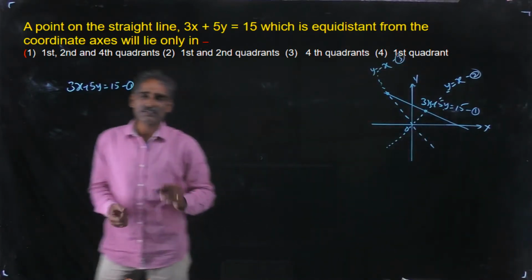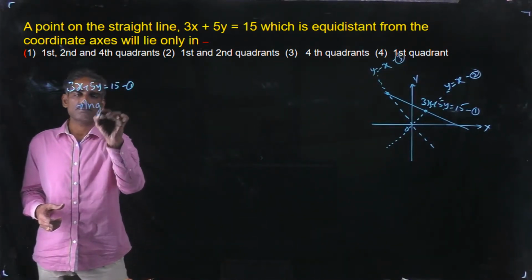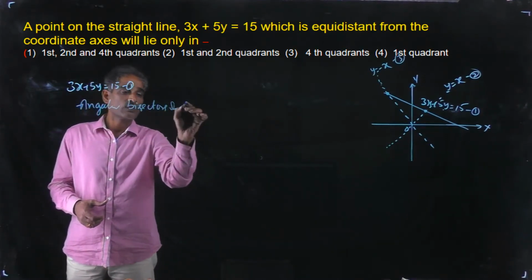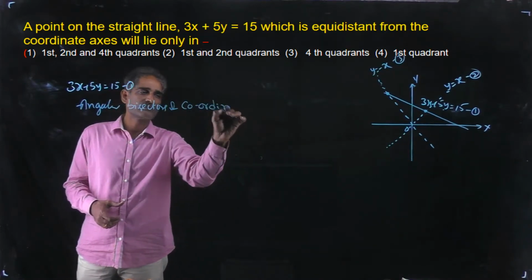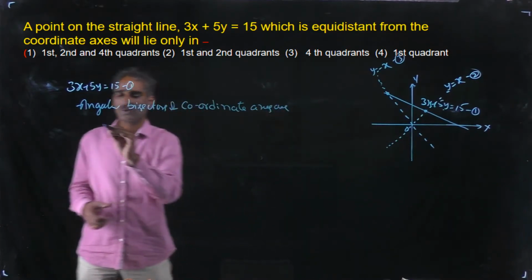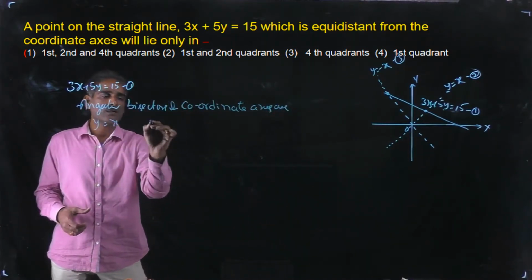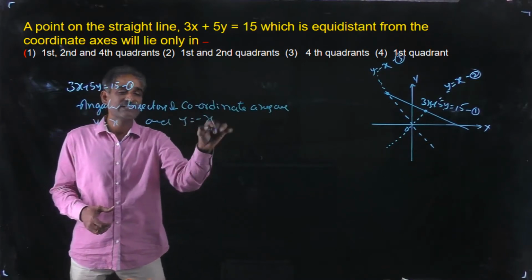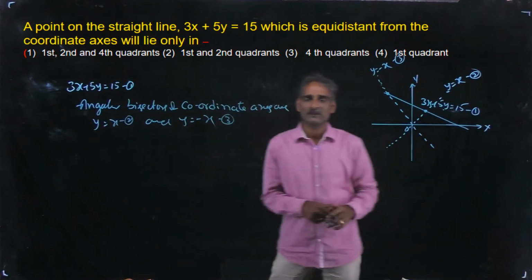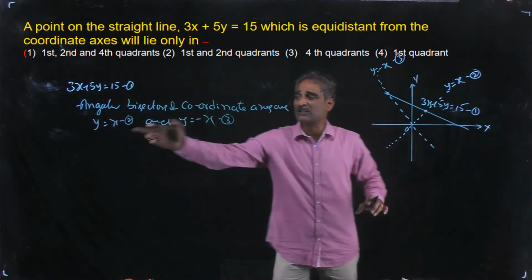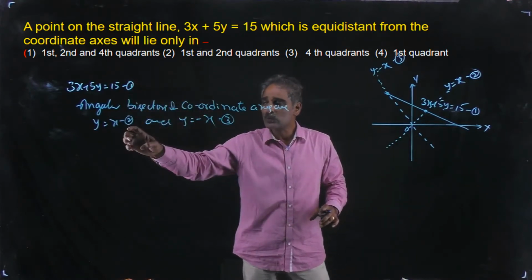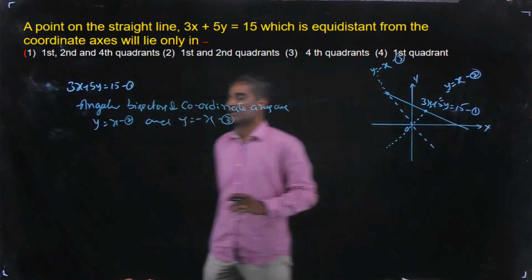Now the angular bisectors of the coordinate axes are y equal to x and y equal to minus x. Let them be 2 and 3. The required point should lie on either one of these two and also on line 1. That means the point of intersection of 1 and 2, or 1 and 3. Now solving 1 and 2.